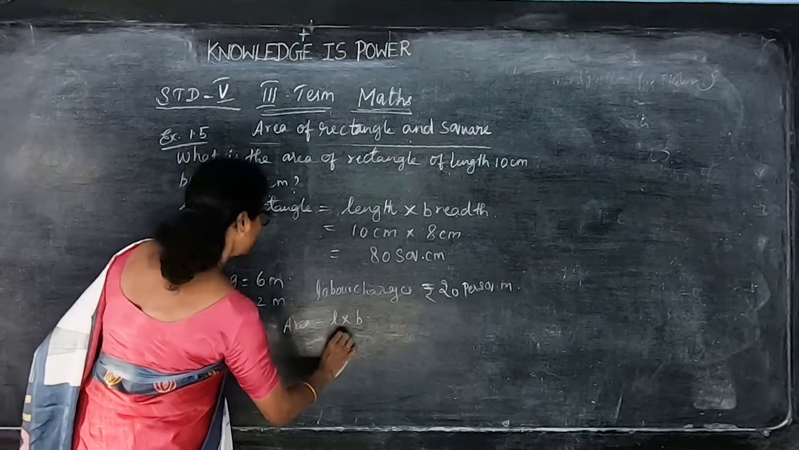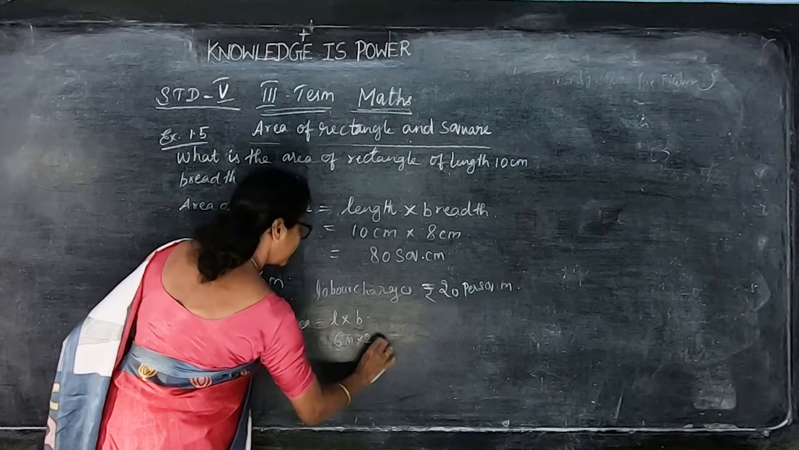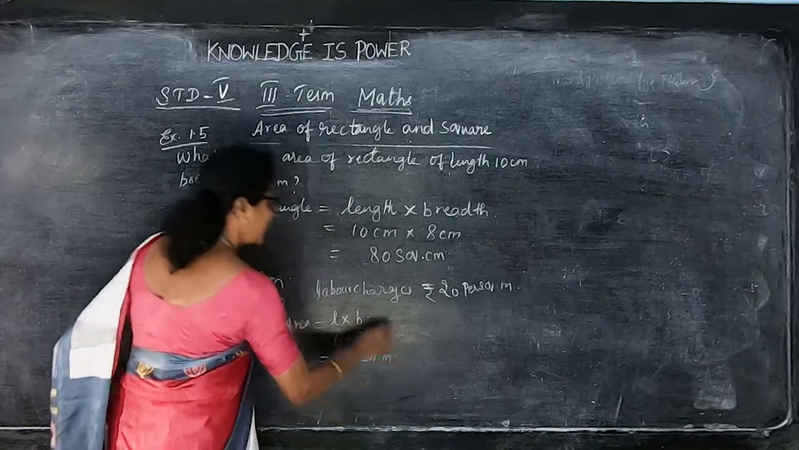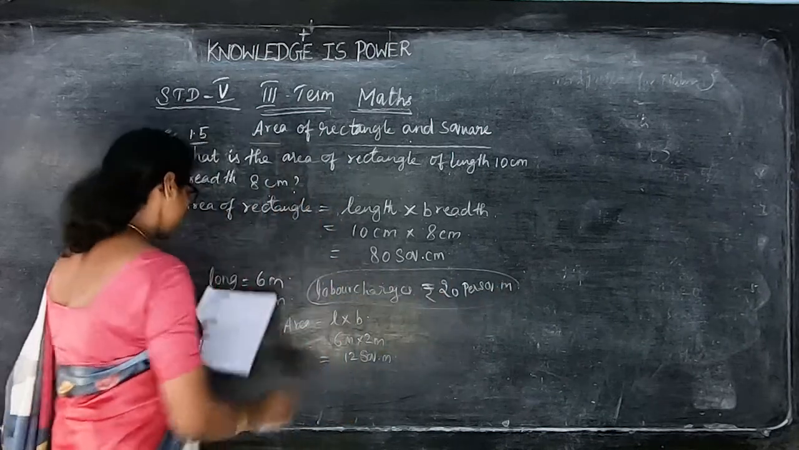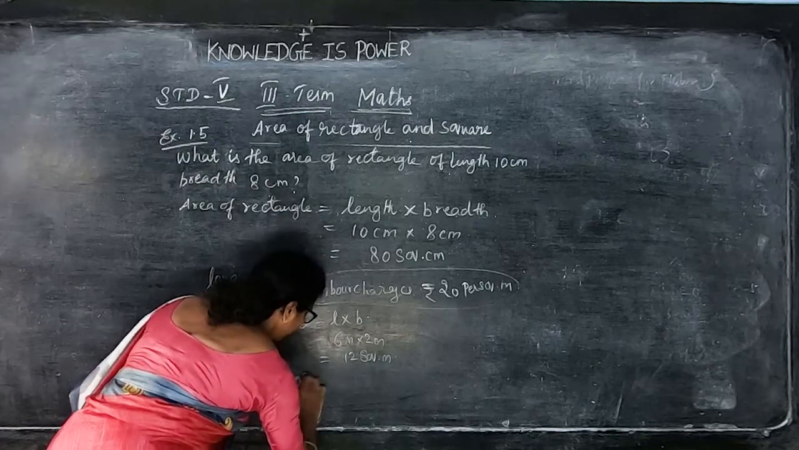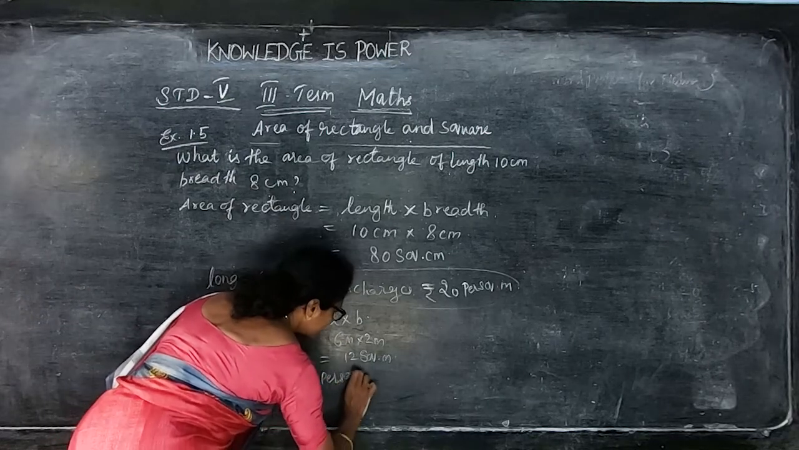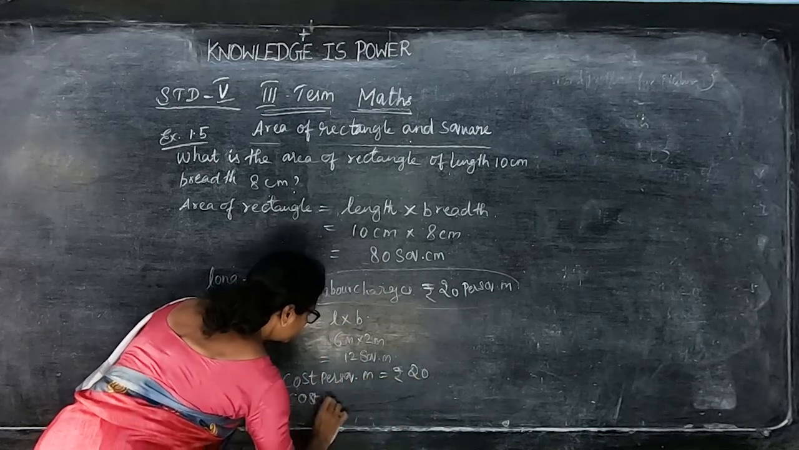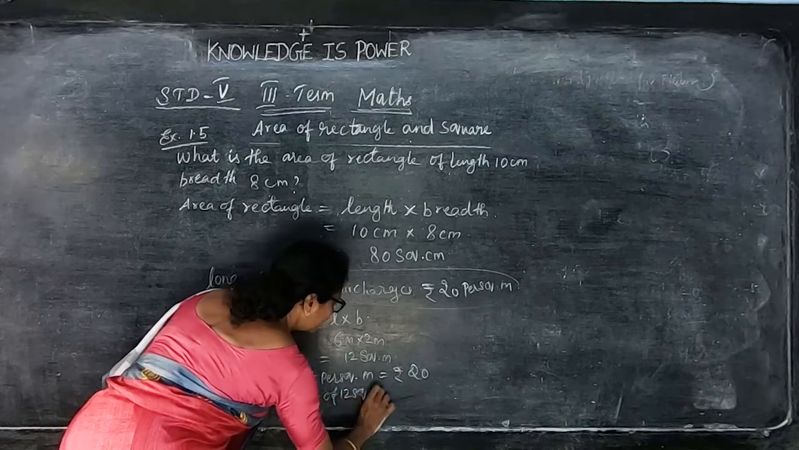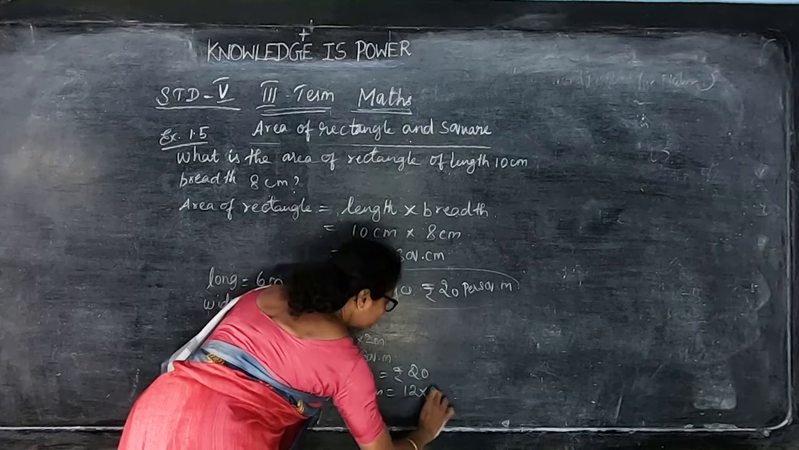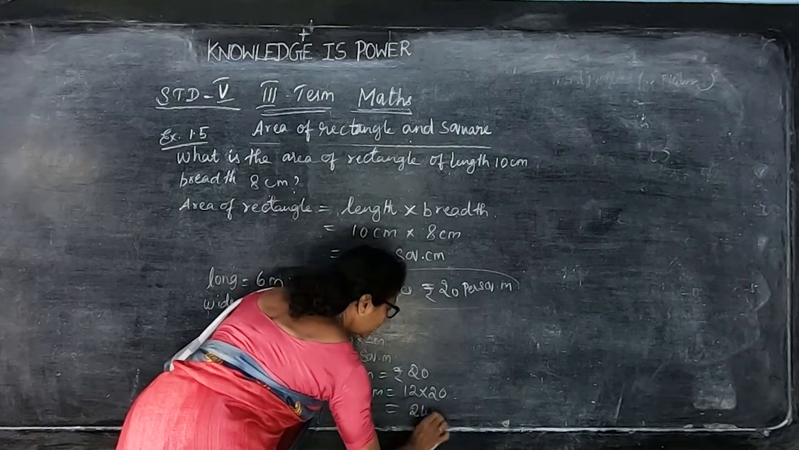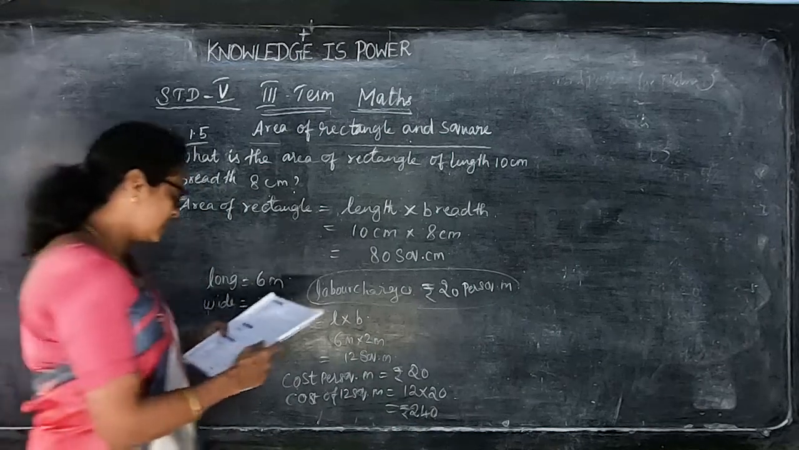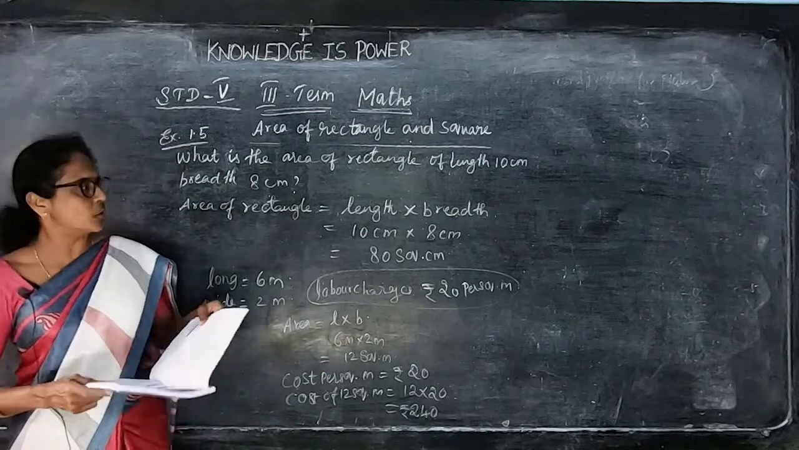Length is given as 6 into 2 meter, that is equal to 6 2s are 12 square meter. And the labor charges cost is 20 per square meter. So cost per square meter is rupees 20. Cost of 12 square meter, which we found, is 12 into 20, that is equal to 240 rupees. Okay children, so go through this and afterwards we will see the area of the square. Thank you children.